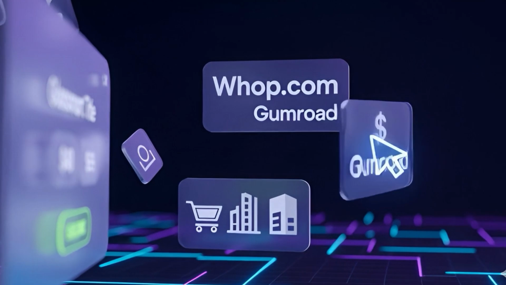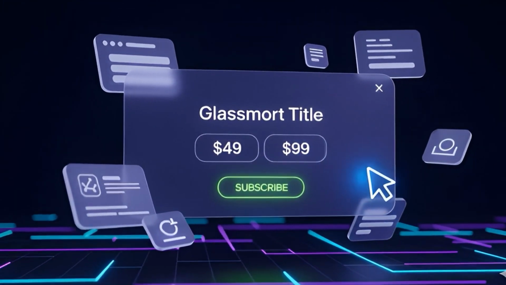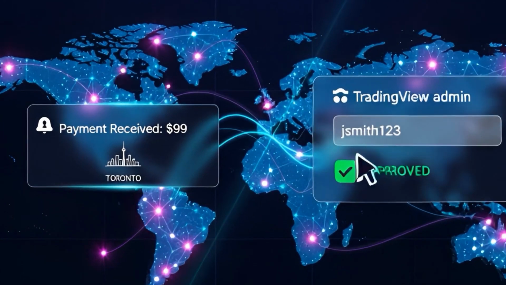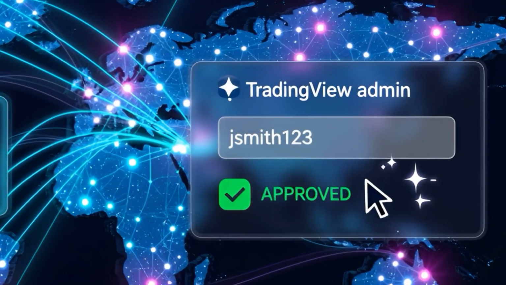Now head over to Whop.com or Gumroad. Build a simple sales page for your indicator. Set the price at $49 to $99 a month. Whenever a trader from Toronto or Europe pays through your link, you simply go into TradingView, type in their username and grant them access. They pay every single month and you generate recurring subscription revenue while you sleep.